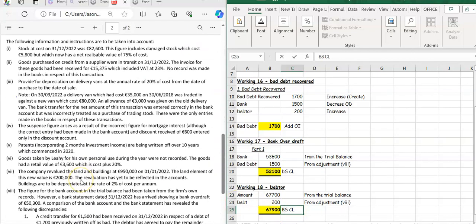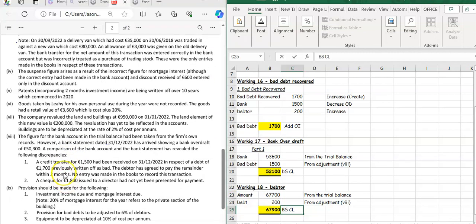Looking at your credit transfer. The next one says a check for 1,800 issued to a director has not yet been presented for payment. So if it hasn't been presented, then no money has come in or gone out of our bank account. So that's the adjustment for your bank for Leahy 2023 sole trader higher level paper.